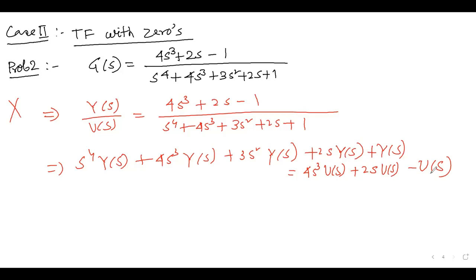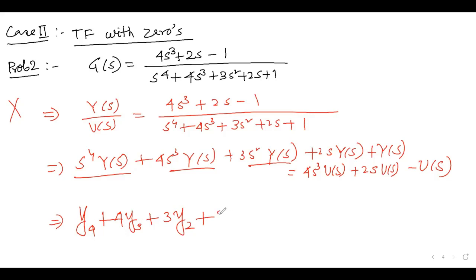Now if you take the Laplace inverse transform, it will be the fourth derivative of y plus 4 times the third derivative of y, plus 3 times the second derivative of y, plus 2 times the first derivative of y, plus y, is equal to 4 times the third derivative of the input, plus 2 times the first derivative of the input, minus the input. How will we get the third derivative of input? We can analyze the input, but not its third derivative. So we are not able to analyze this.